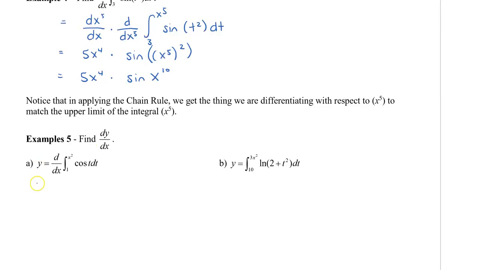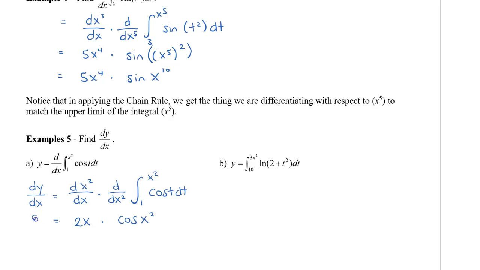So we're going to find the derivative. So this would say that I want to find dy dx, which means on the right side, this would be d x squared over dx times d dx squared, and the integral of 1 to x squared of cos t dt. So the derivative of x squared is 2x, and then the derivative of this integral is cos x squared. So this is relatively easy. You just have to remember to also apply the chain rule.